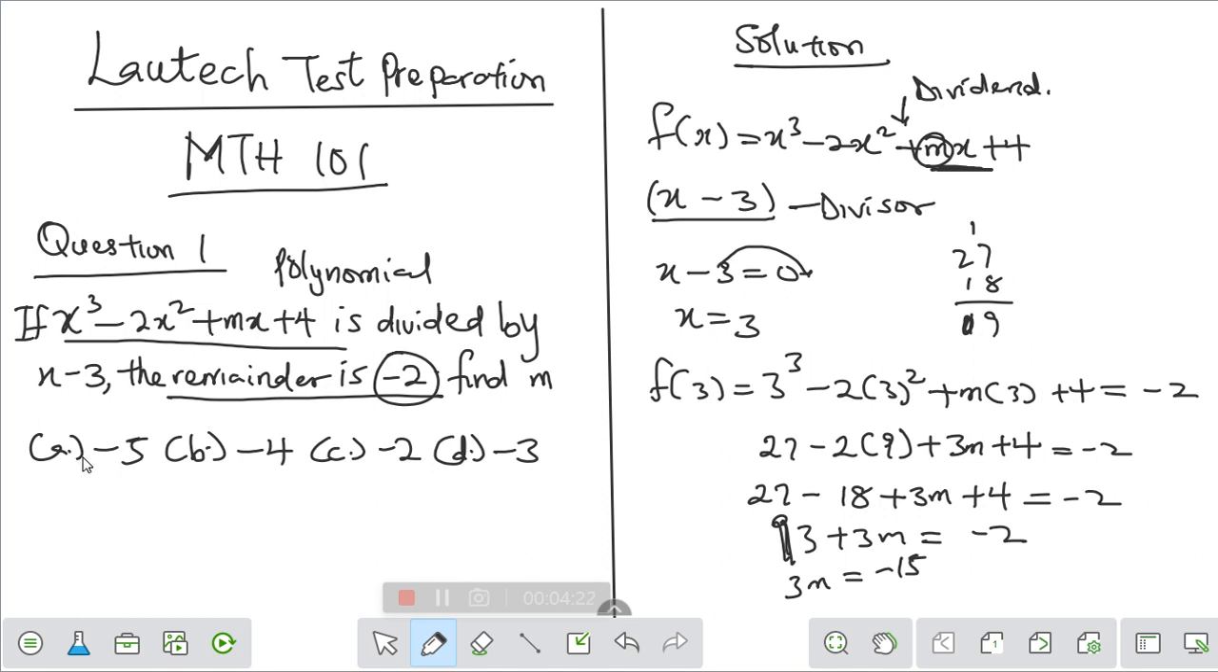Do you understand everything I did? So you can see now this is option A. If you are the one doing it, it will be faster than this. I hope you understand. So this is just how to do it. If you input 3 and your remainder is 0, it means x minus 3 is a factor. But if you look at this, when you divide by x minus 3, you get your remainder to be minus 2.